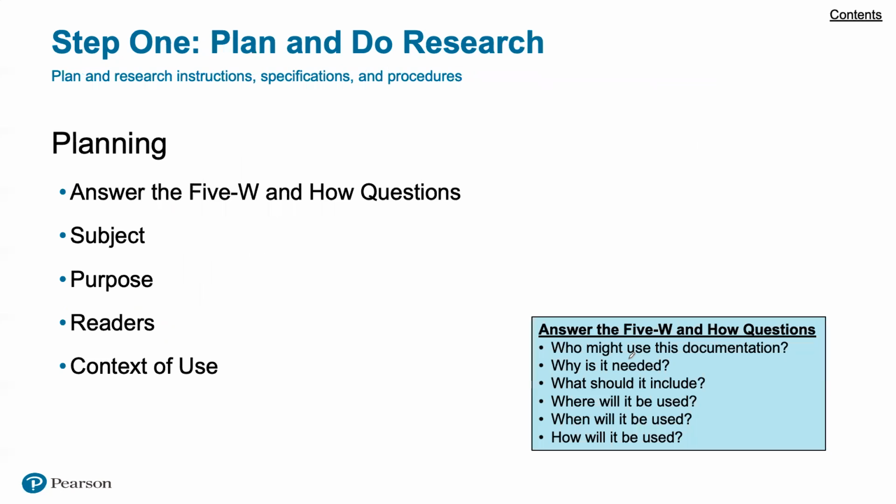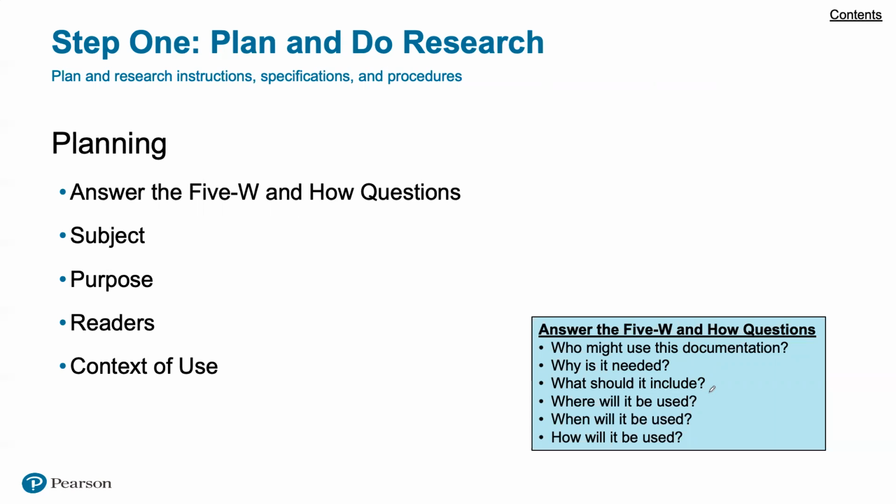Okay, well, let's step through the various parts of how we develop this technical documentation. Step number one is to plan and do research. We want to ask the 5 W's and the how questions. Who might use this documentation? That's going to help us temper how we're going to write this. Why is it needed? What are the key things you want to make sure that you state in the purpose? What should it include?